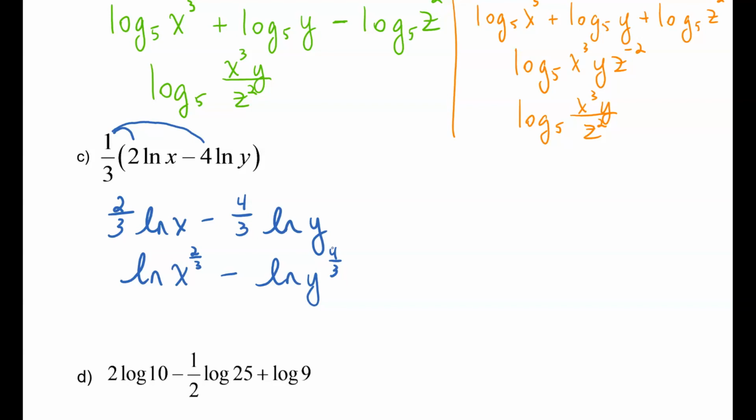And so again, I have a positive and a negative, so I know my argument will have a fraction in it. And so I'll do my natural log. The term with the positive in front is the x to the 2/3, so that goes to the numerator. And the term that has the negative in the front is the y to the 4/3, so that'll go to the denominator.